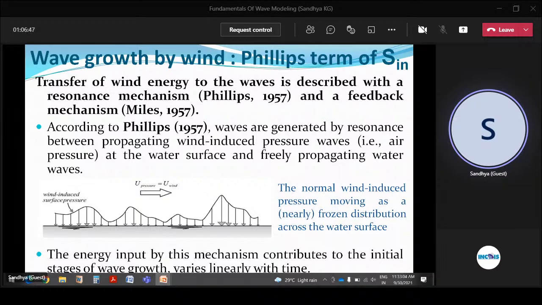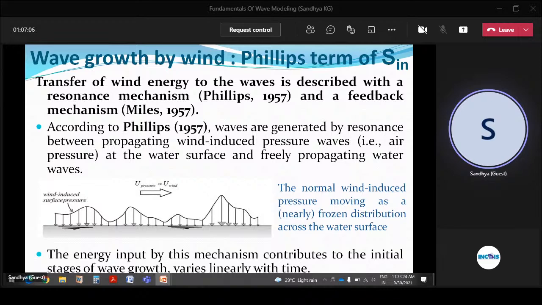The transfer of wind energy to the waves is described with the resonance mechanism by Phillips 1957 and a feedback mechanism by Miles 1957. So according to Phillips, waves are generated by resonance between the propagating wind-induced pressure waves at the water surface and the freely propagating water waves, which you can see here.